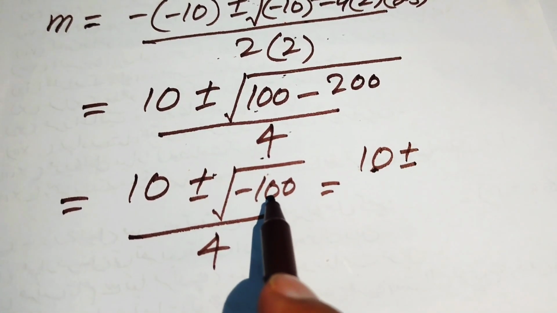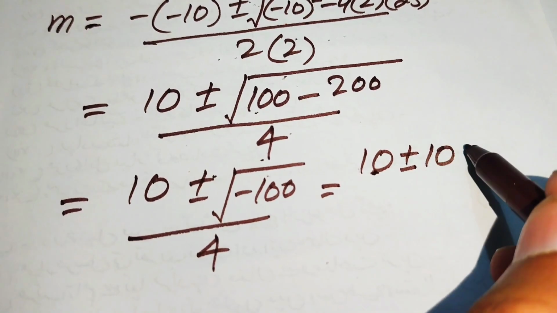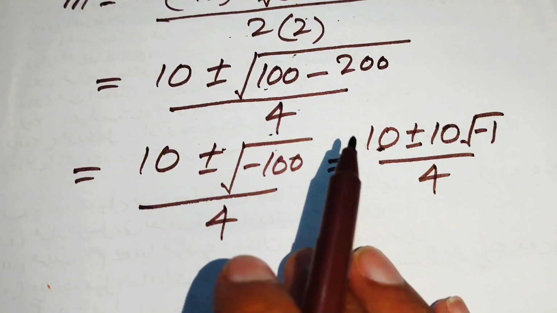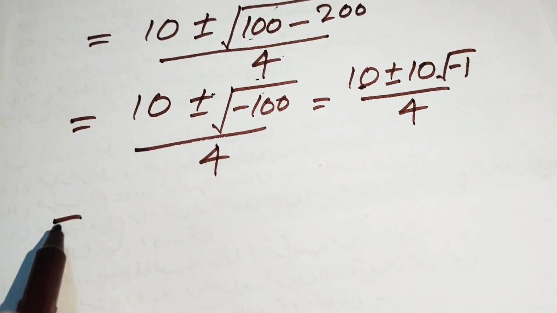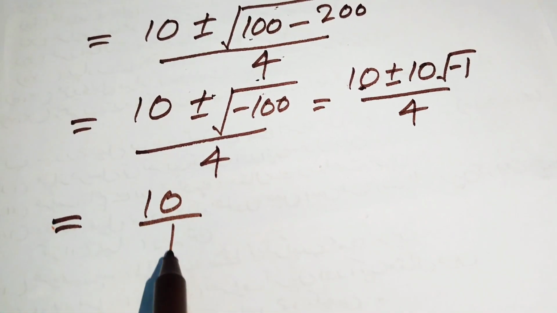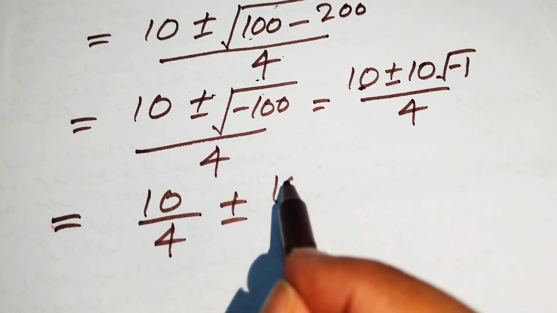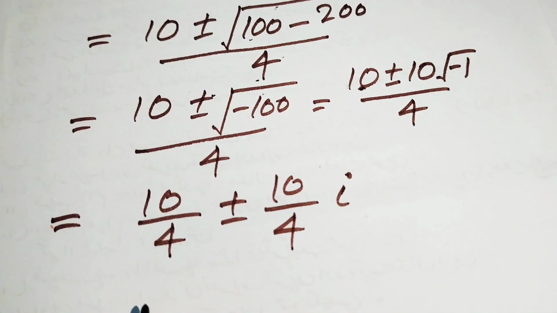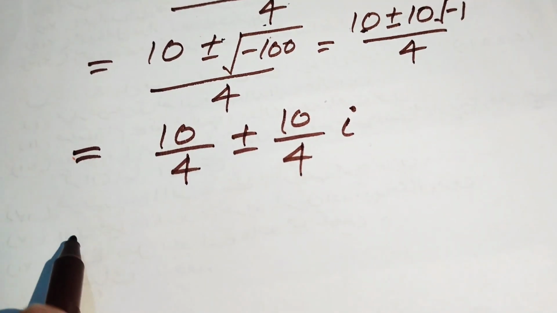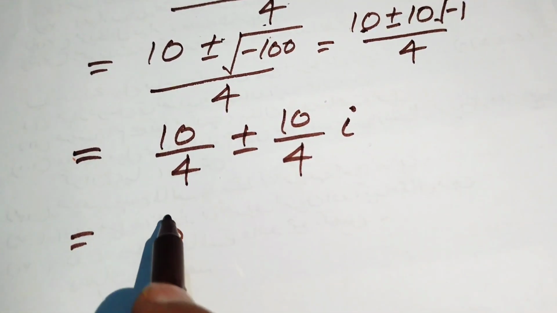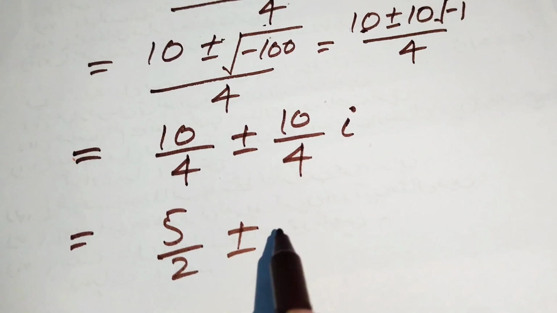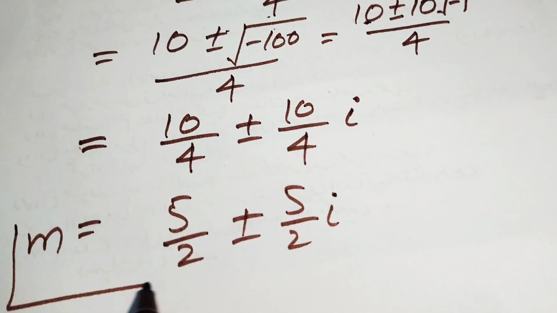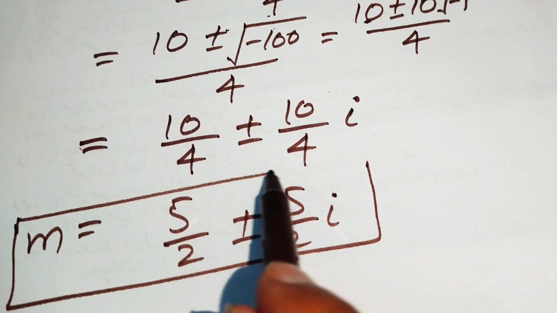We know that the square root of 100 is 10, and we get here square root of minus 1, divided by 4. So here we just separate these terms and we write it as 10 over 4 plus minus 10 over 4 into square root of minus 1, and we know that square root of minus 1 equals to iota. So we cancelled these terms and we write it as 5 over 2 plus minus 5 over 2 iota. So these are the other two complex roots of the given equation.